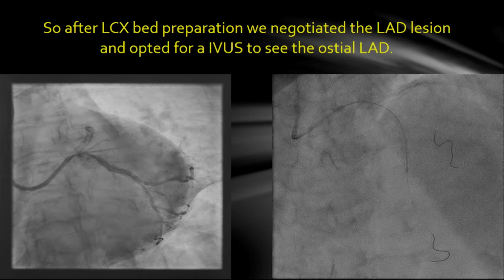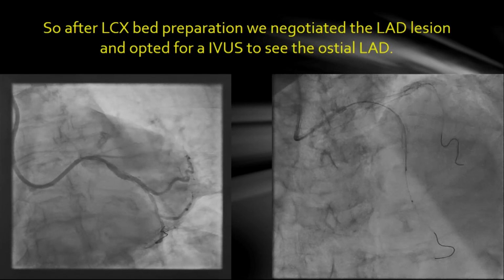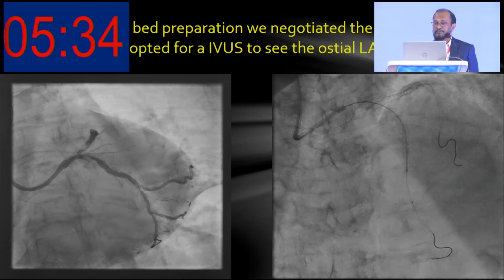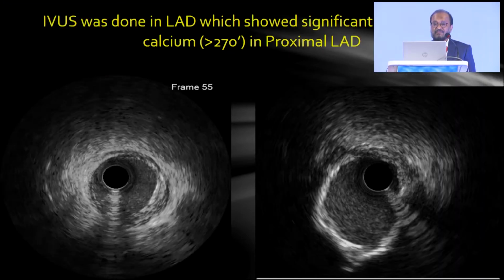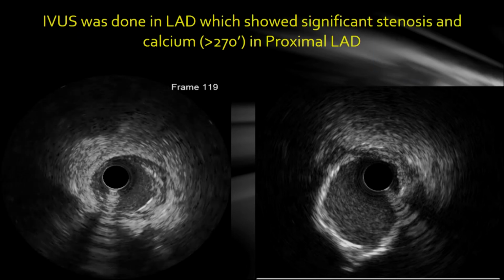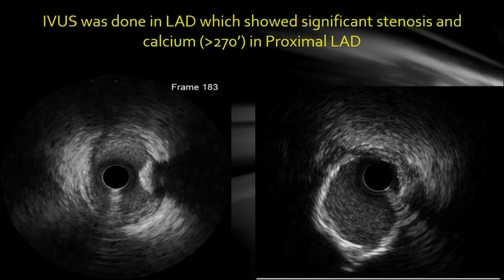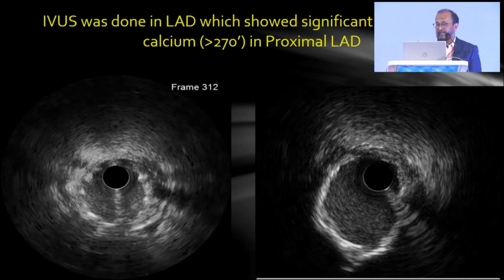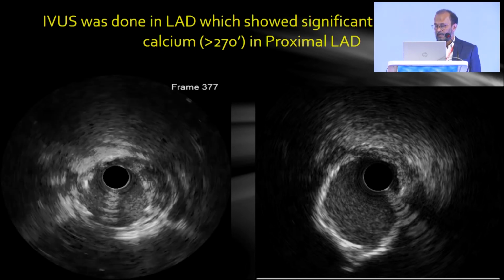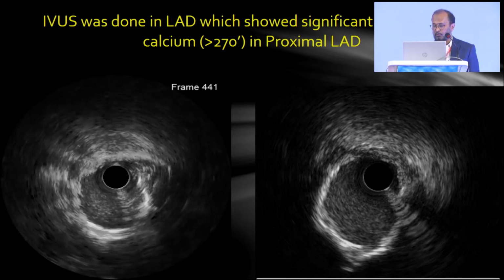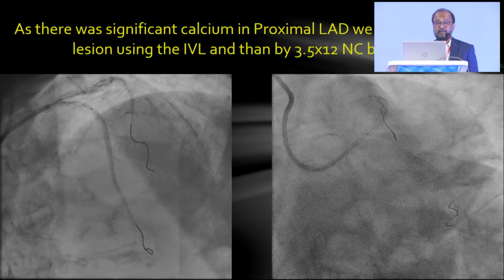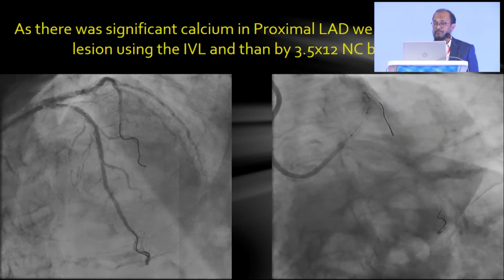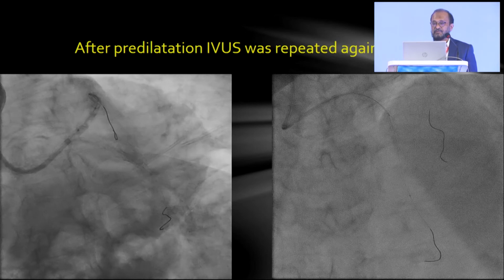So after SARC bed preparation, we negotiated to the LAD lesion and opted for IVUS to see the ostial LAD. IVUS in the LAD showed significant stenosis and calcium of more than 270 degrees in the proximal LAD. The right still picture shows the whole calcium except the upper 12 to 3 part; the whole lower part is calcified. So there we also used IVL and then an NC balloon, and dilated the lesion, ISR as well.